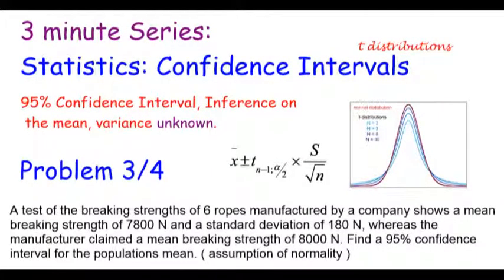This is a 3-minute series on statistics. We're looking at confidence intervals with the t-distribution at the moment. So we're doing inferences on the mean. Obviously we're using t-distributions because the variance of the population is unknown.